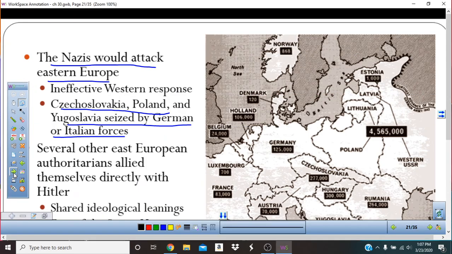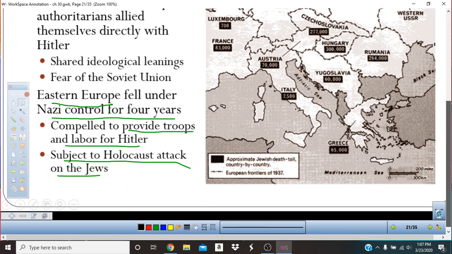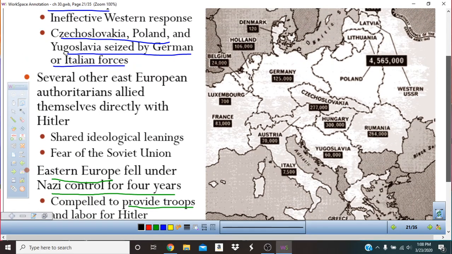So eventually the Nazis would invade these Eastern European countries. We saw the movie The Pianist taking place in Poland, and the Germans will occupy many of these lands. Remember Czechoslovakia, we talked about in class as well. And for 4 years, Eastern Europe would fall under the leadership of the Nazi regime and be subject to the Holocaust. The Jews there would unfortunately die in high numbers. As you can see, these are the numbers of Jews killed in the respective countries.